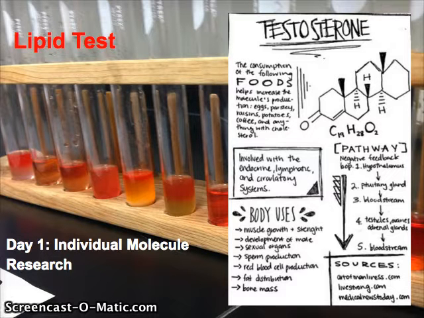The student researched what does it look like, what is it made out of, what are the elements, where can I find it in food, where can I find it in my body, is there a pathway between glucose and it, either from glucose to it or from it to glucose.